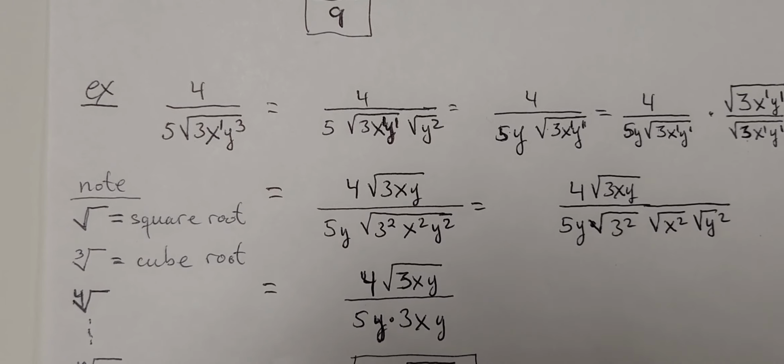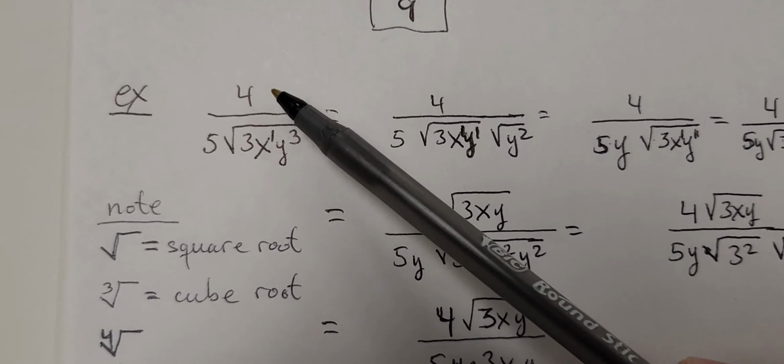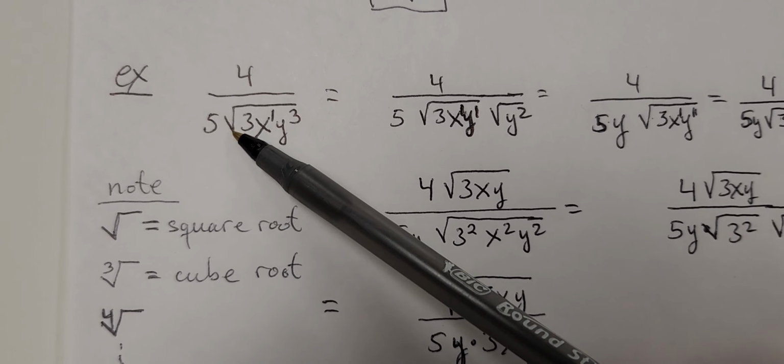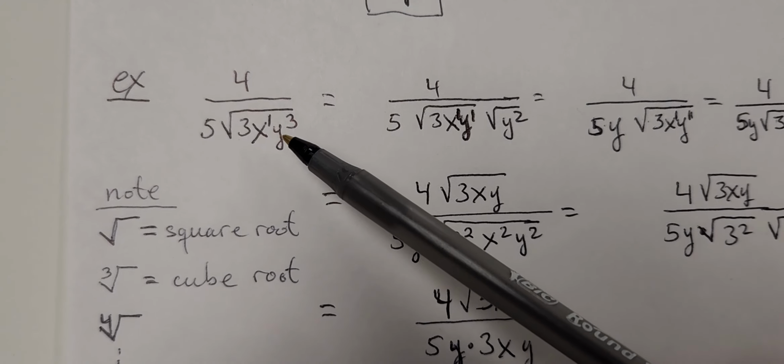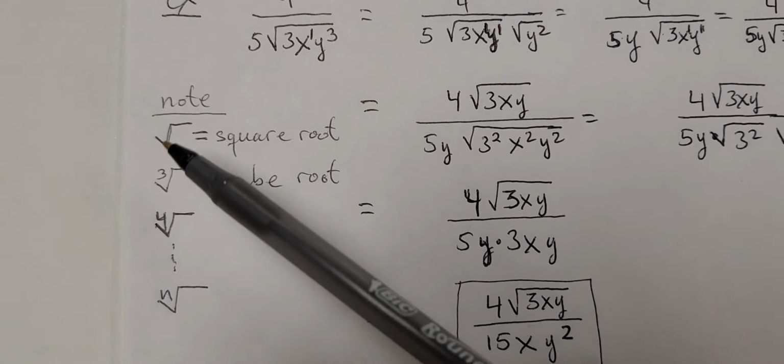This lesson is dividing radicals, part 2. Here I have an example: 4 divided by 5 square root of 3x to the first power y to the third power.